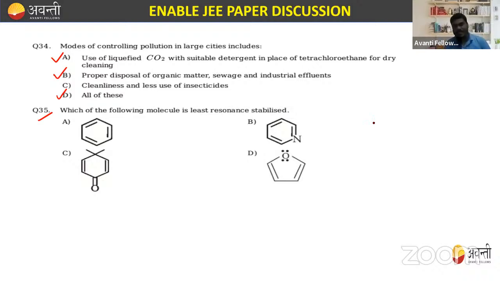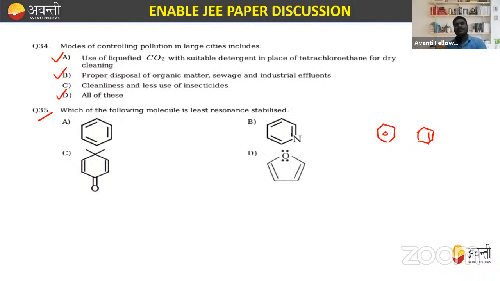If, for example, I'm talking about benzene and cyclohexene, and I ask which of the two is more stable, you simply say benzene is more stable. Why? Because it is an aromatic compound. Aromaticity increases the stability of molecules.